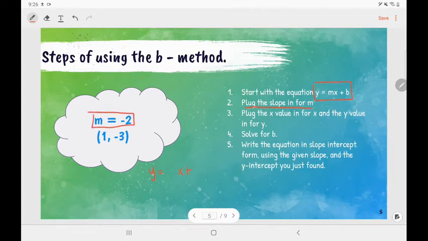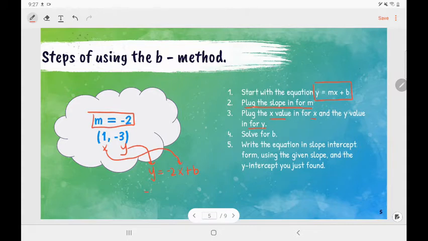Now, my second step is to plug in my slope for m. I know what my slope is. It tells me, so I'm going to plug that in. Now, I don't know what b is, so instead of plugging something in for b, I'm going to rewrite it as b. The third step is to plug in the x value for the x and the y value for the y. This is my x value and this is my y value. I'm going to plug the y value into the y and the x value into the x.